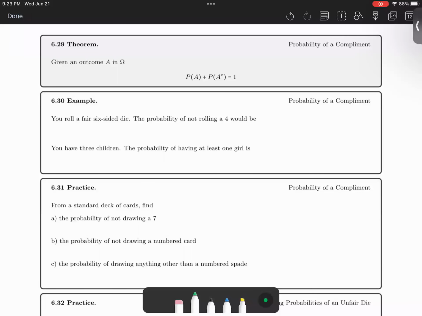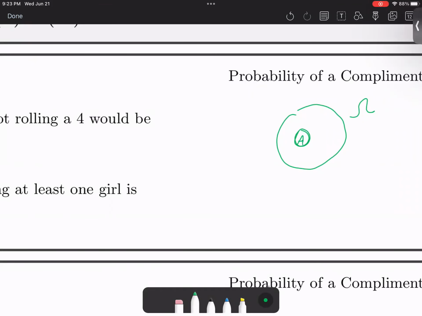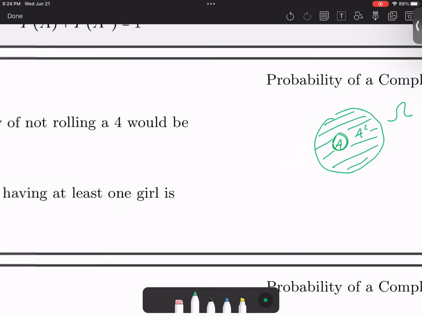The probability of a complement. So remind yourself, a complement: if that's my sample, or my probability space omega, and I have an event inside omega that I'm interested in, let's call that maybe A, then A complement is everything else. It's basically just not A.